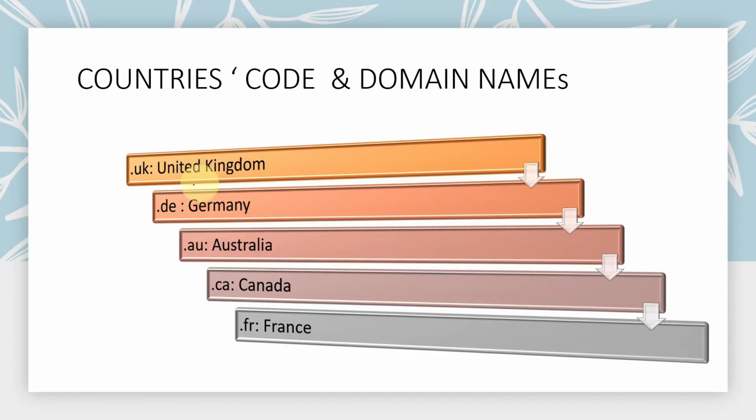Same thing. For the UK it's this one. For Germany it's this. For Australia it's this one. For Canada, this one. For example, if I put www.canada.com, this is the one I'm talking about. Sometimes www France, in French, for France they use this one. In Canada, we use this one, okay?